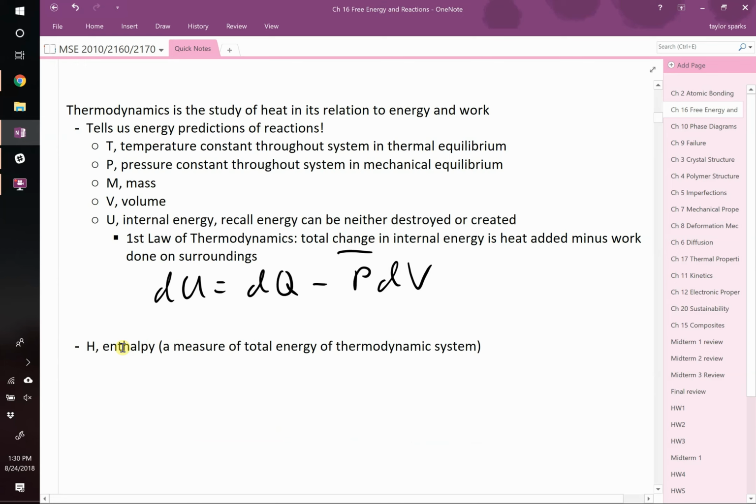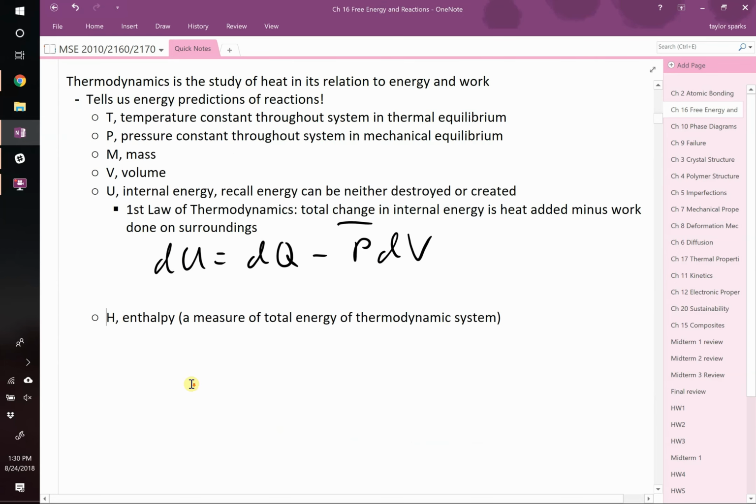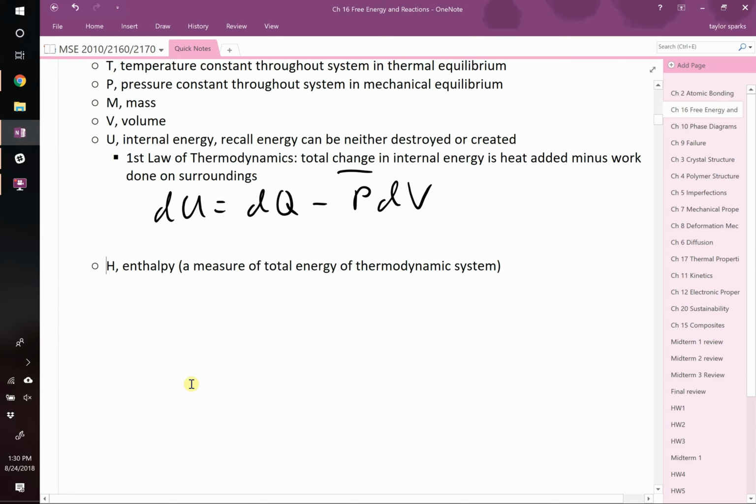So it's helpful for us to define another variable now, which is enthalpy. Enthalpy says that it is a measure of the total energy of a thermodynamic system. H is equal to our internal energy plus P times V. So whatever your internal energy is, if you add the work that it's doing on its surroundings, that's the total energy. So this is H, or enthalpy.